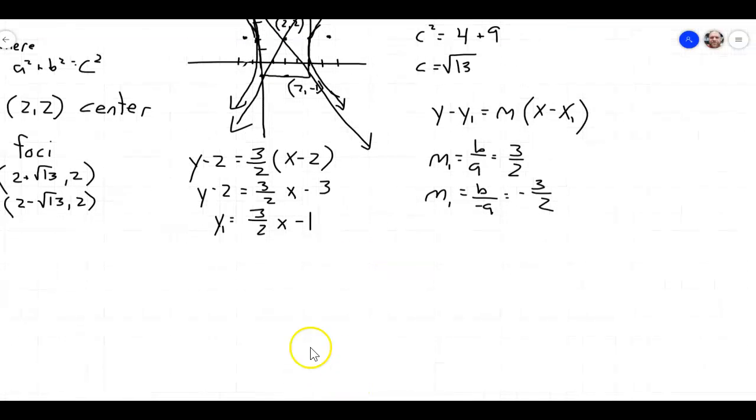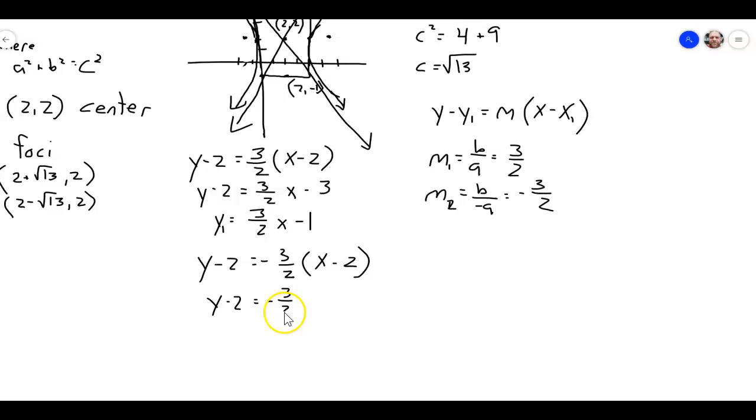So same thing here, same point. So y minus 2 is equal to, this time we're going to use the slope for the second one, I should have put a 2 there. So that'll be -3 over 2 times (x minus 2). Once again, I'm going to distribute that. So that's -3 over 2 x. And negative times a negative is a positive. The 2's will cancel out. So that's plus 3. And lastly, I just add 2 to both sides.